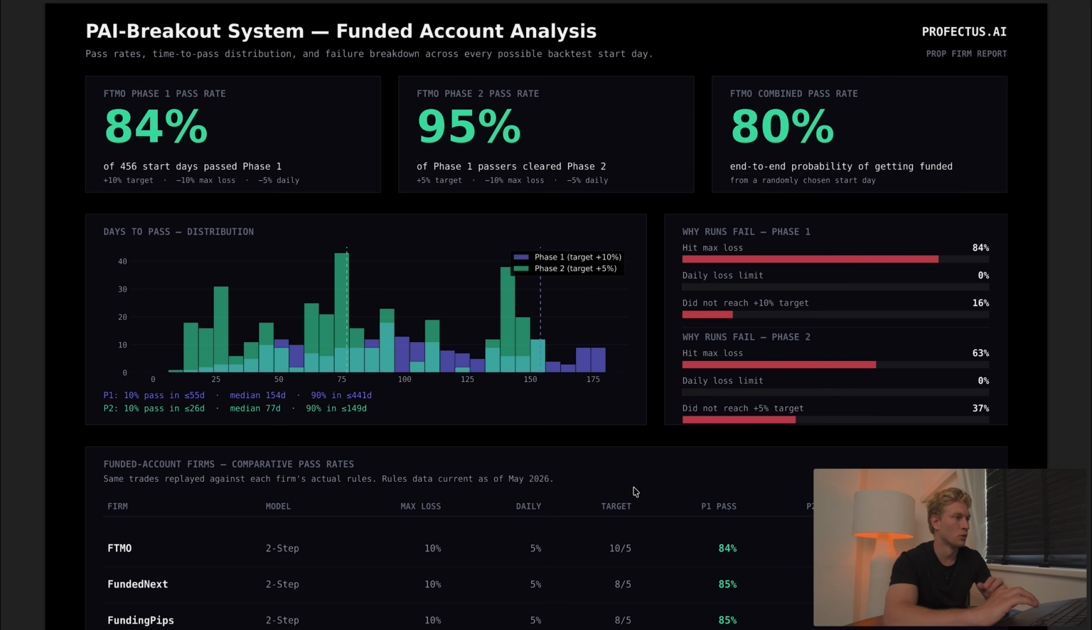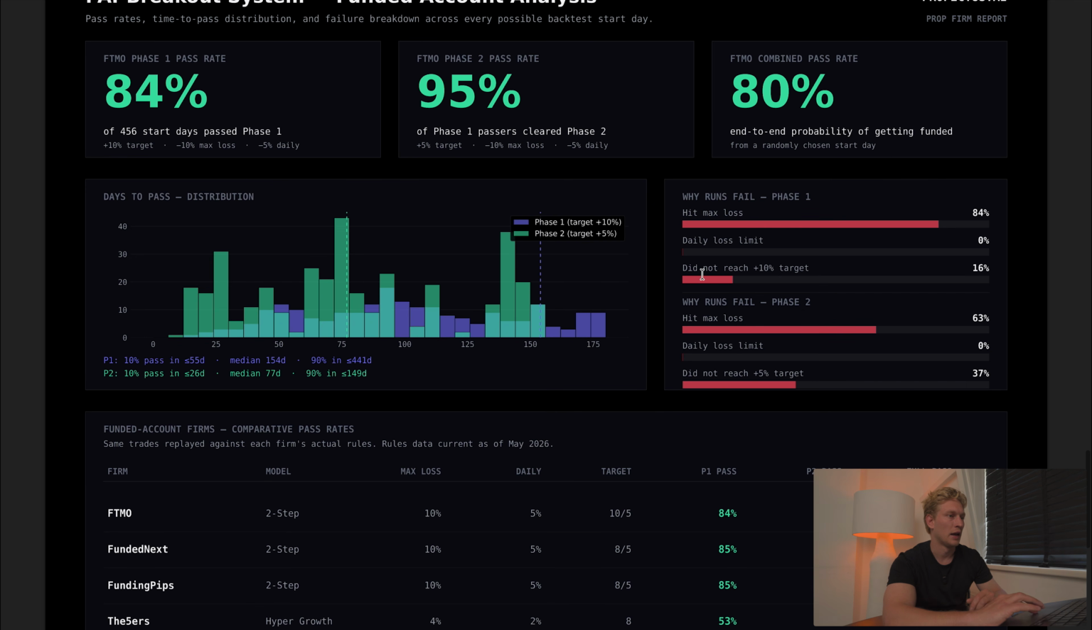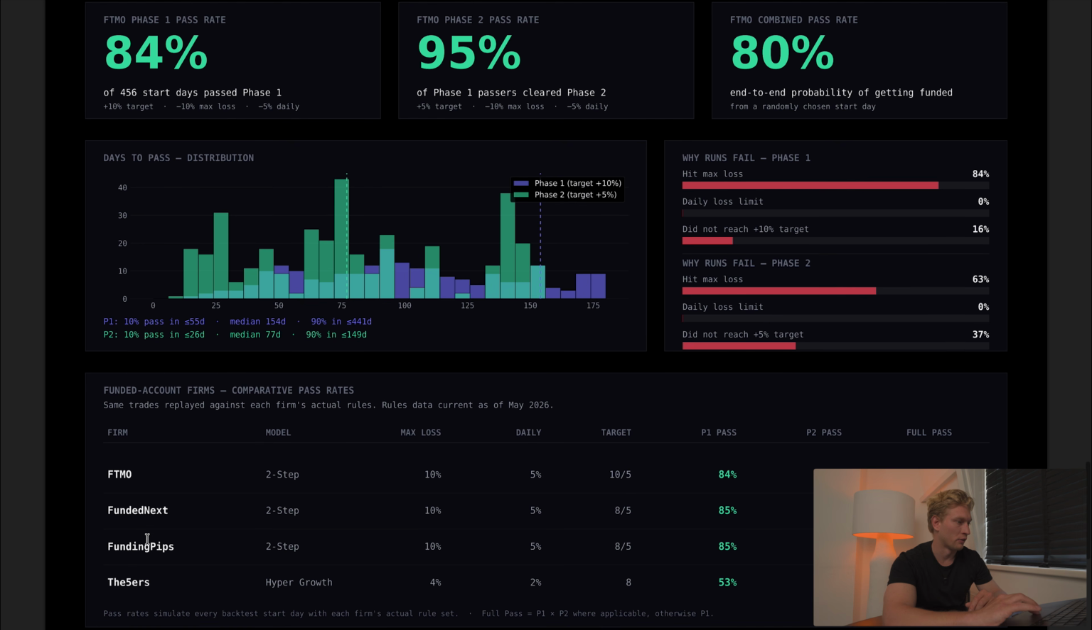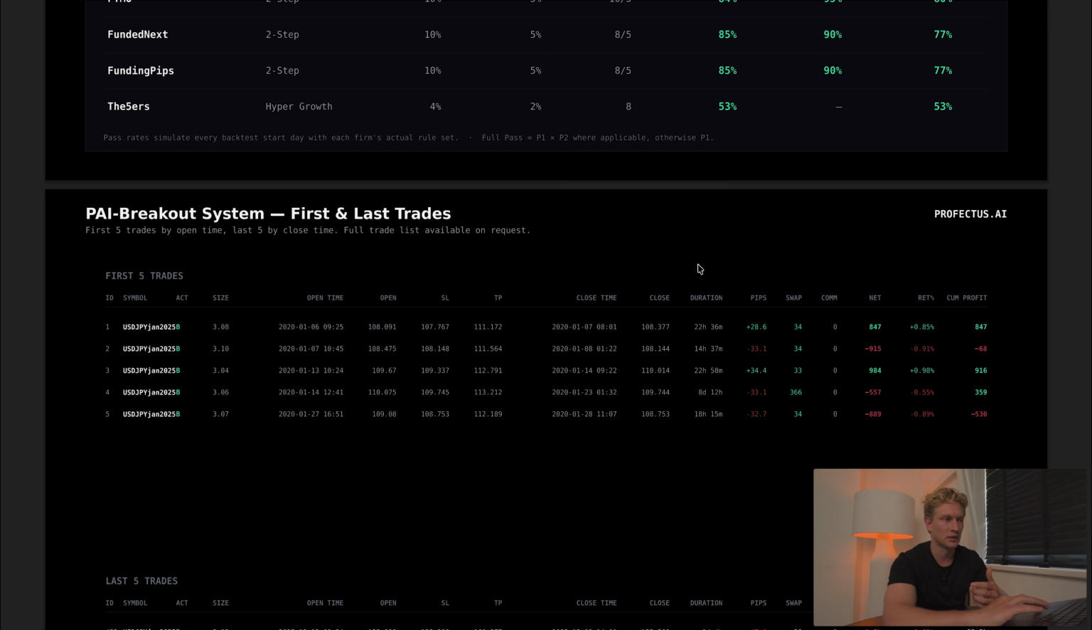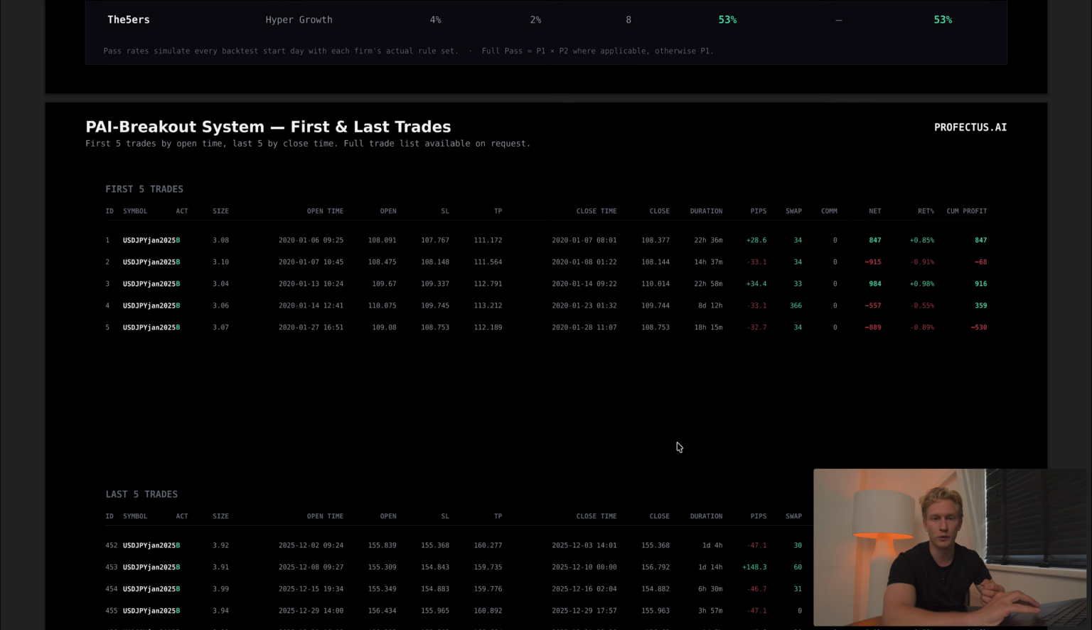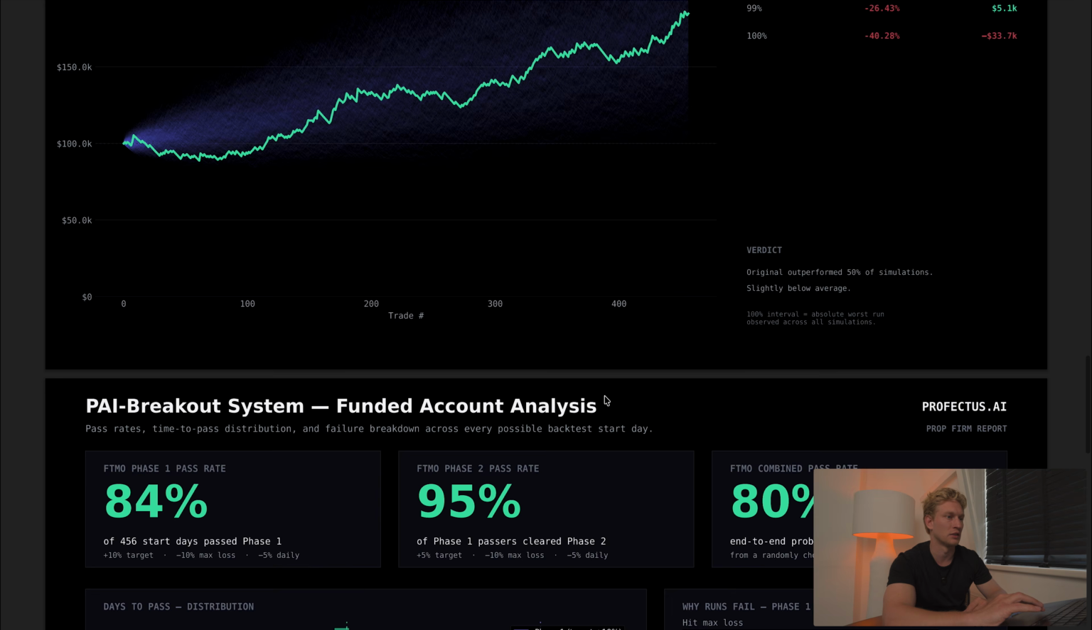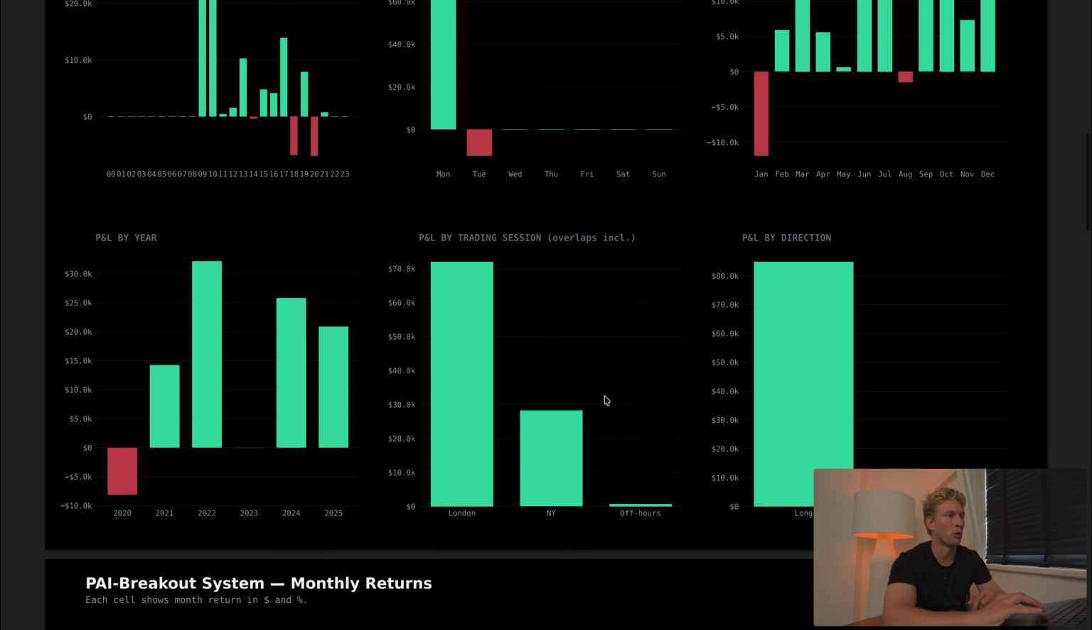And then this cool one we have here, what are the odds to pass your first phase and your second phase, and combined you can see here what was the biggest problem of this strategy, and that is explained well here. And then you have here some other prop firms, and you can see a few trades, the last and the first trades in your backtest if you want to look at them quickly.